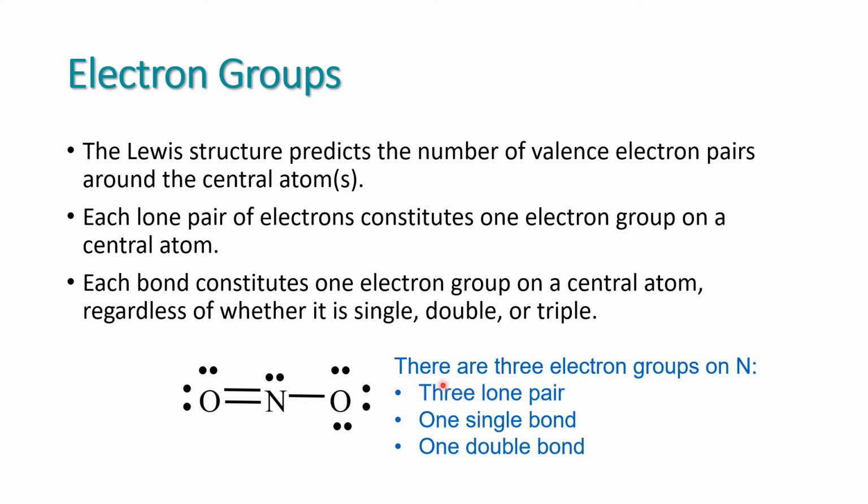This should say 1 lone pair. I don't know why it says 3, I'm sorry. But we have 1 lone pair, 1 single bond, 1 double bond. That's a total of 3 electron groups.